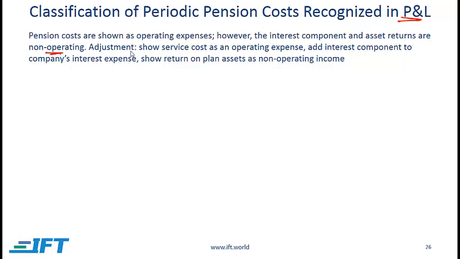So we need to make an adjustment. The adjustment is that we should show service cost as an operating expense, and we should add the interest component to the company's interest expense, and we should also show the return on plan assets as a non-operating interest income.